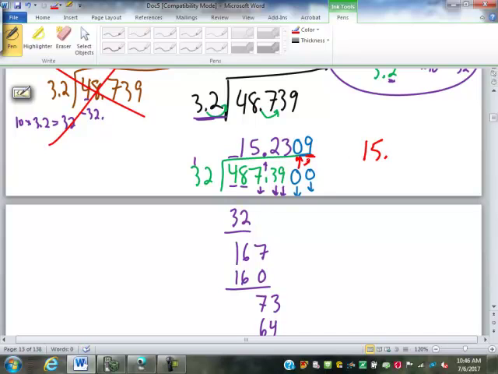Because this digit here is 5 or larger, this becomes 15.231. I have to round it up because that's a 9. If it were 1, 2, 3, or 4, it would stay as 0. 5, 6, 7, 8, 9, it goes up to a 1.